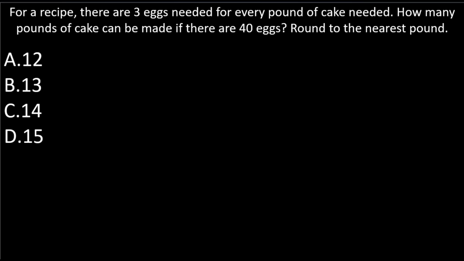Now this is the last math problem for this tutorial. For a recipe, 3 eggs are needed for every pound of cake. How many pounds of cake can be made if there are 40 eggs? To make a pound of cake we need 3 eggs, so we need an operation like division. So 40 divided by 3.